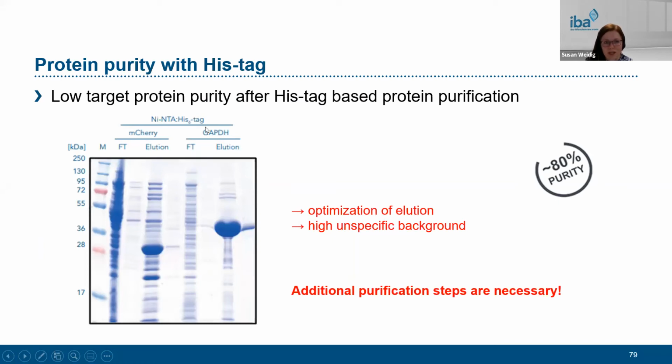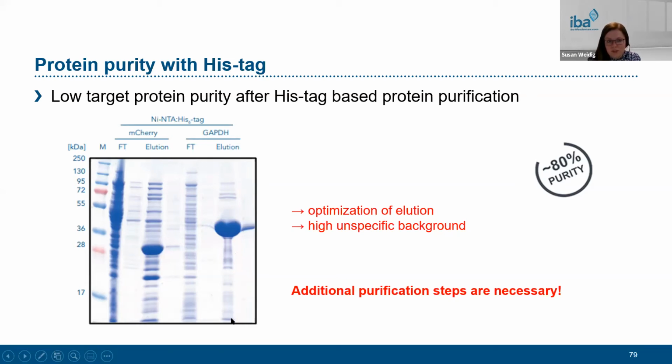mCherry and GAPDH were tagged with the his tag and purified with a conventional nickel NTA resin. And on the SDS-PAGE gel, you can see the flow-through and three elution fractions for each protein. Besides the target proteins mCherry and GAPDH, there are several more proteins which are unspecifically bound by the resin, and also in the elution fractions.